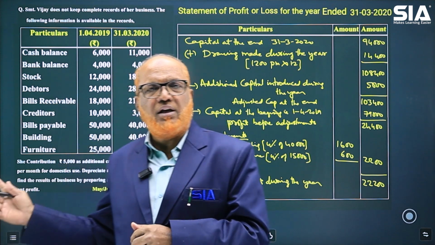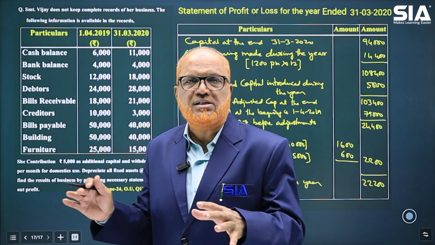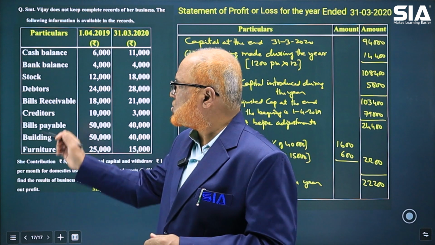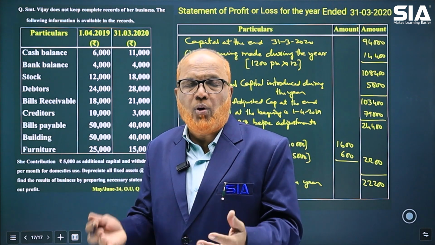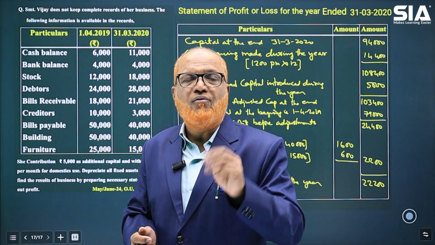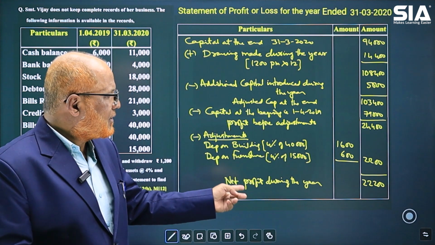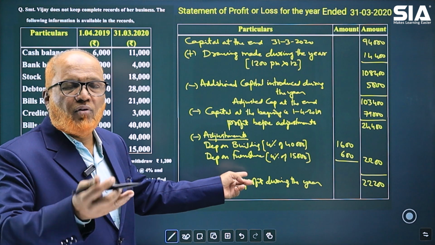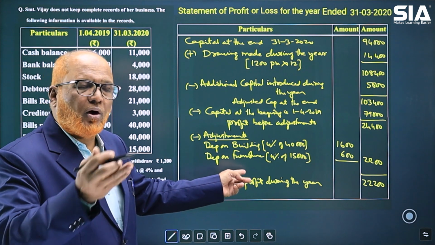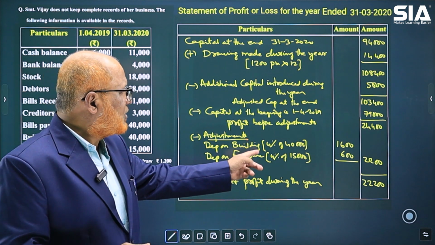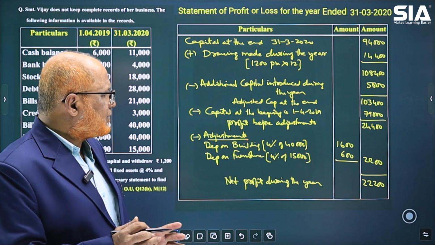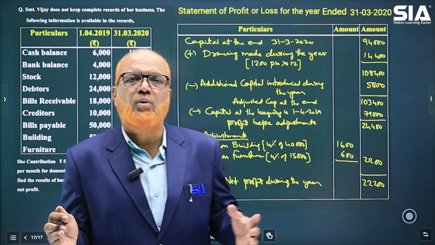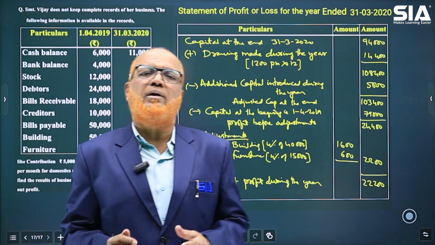The adjustment given is depreciation on fixed assets. Fixed assets consist of building and furniture. Both are fixed assets. On both, we have to calculate depreciation at 4% given in the problem. So at the end of the year, whatever is the value at the end of the year, on that value we calculate depreciation, 4%, right? So this is the net profit during the year, 22,200. Hope the point is very much clear.